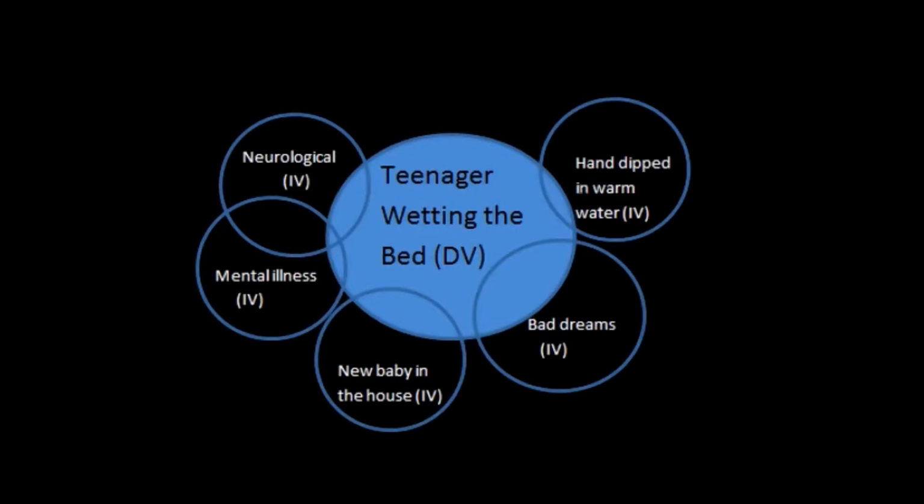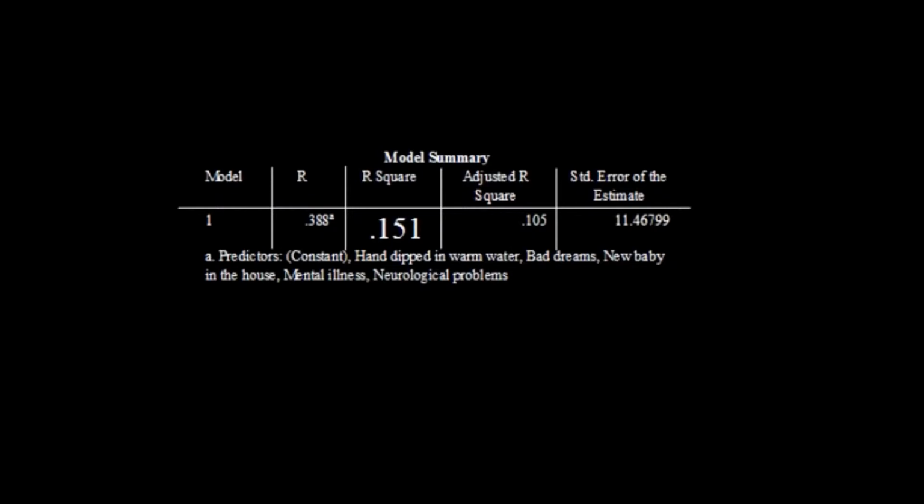In a multiple regression, the coefficient is R². In this case, as you can see, the R² value is equal to 0.151, which means that 15.1% of teenagers wetting the bed is accounted for by our 5 independent variables.